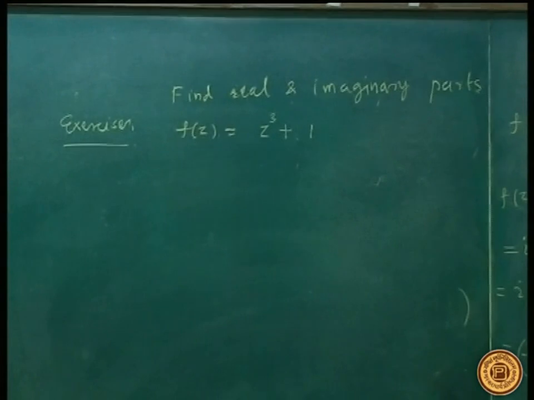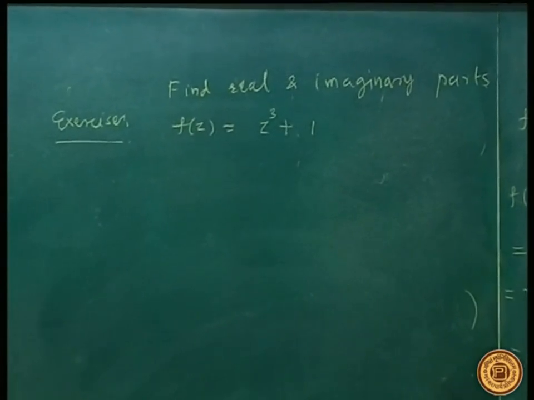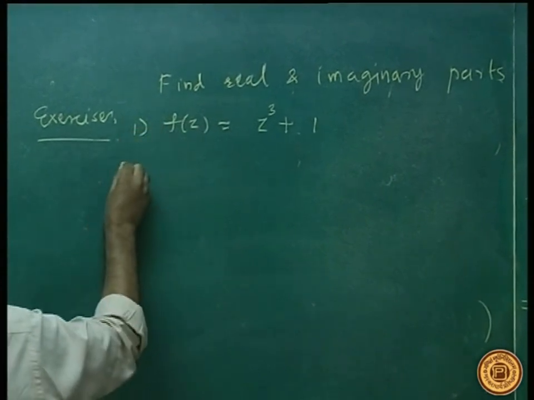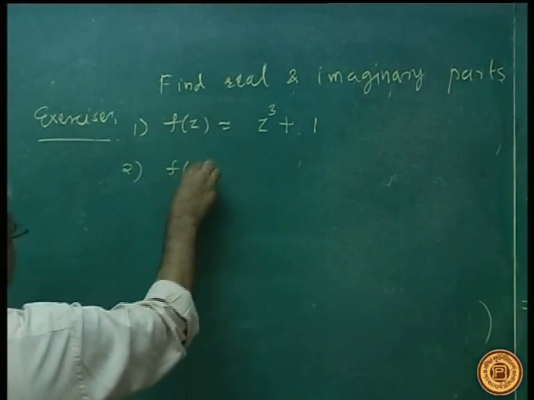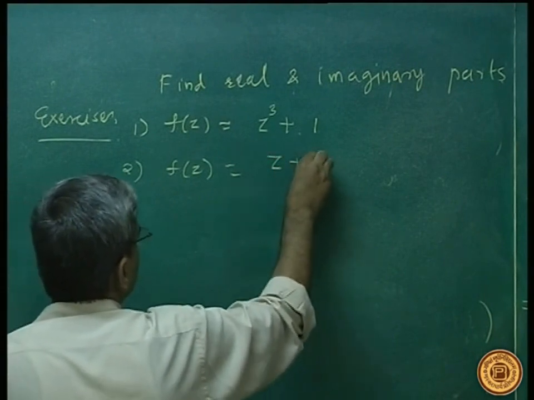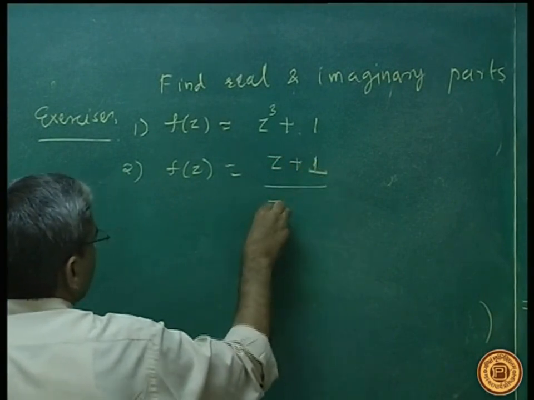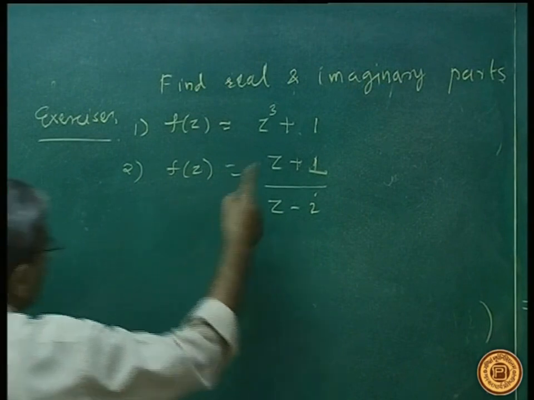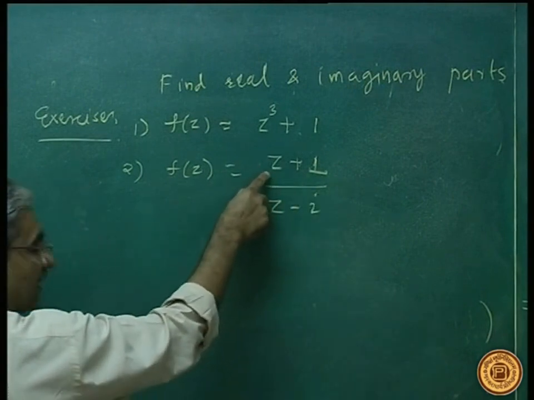Find real and imaginary parts. f(z) equal to z cube plus 1. f(z) equal to (z plus 1) upon (z minus i). How will you do this? Same method, that is you put z equal to x plus iy.